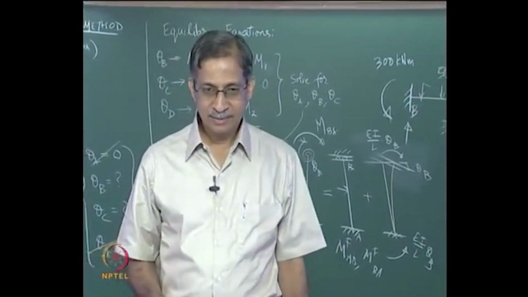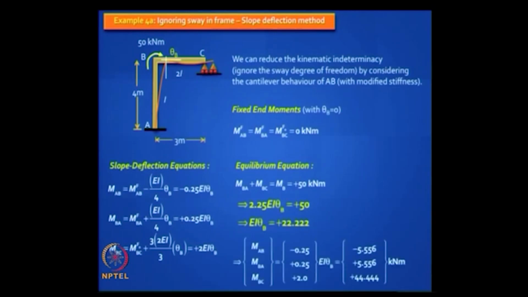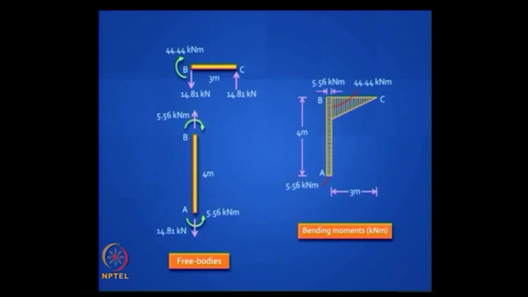Okay. Equilibrium equation, solve it, plug it back, write the equations, you get the answers. You get that the moment of 50 kilonewton meter is shared by the beam and the column. The beam takes 44.44 kilonewton meter and the column takes 5.56 kilonewton meter. Clear? Okay, let's say you want to do it by the moment distribution method.